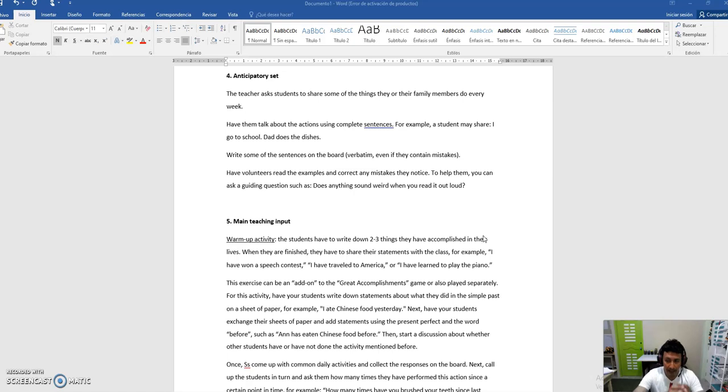The final step is the main teaching input. To create a wonderful environment, I will make this little warm-up to create a space, as free a space as possible. So here the students have to write down 2 or 3 things they have accomplished in their lives. When they are finished, they have to share their statements with the class.